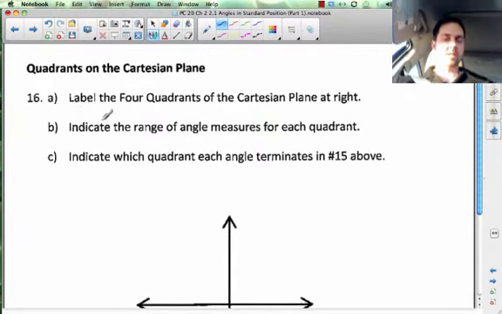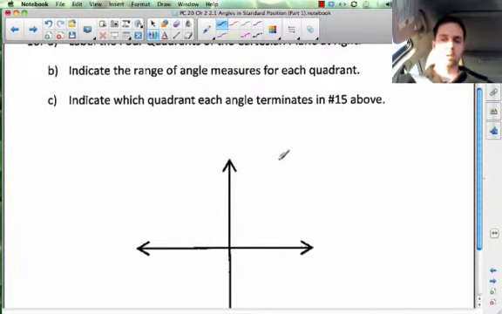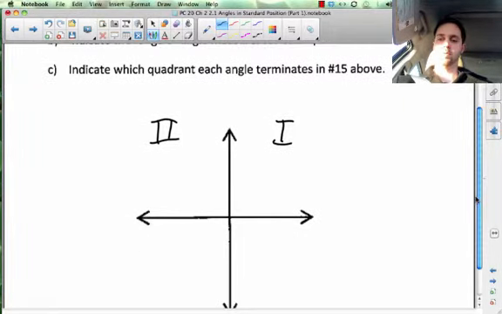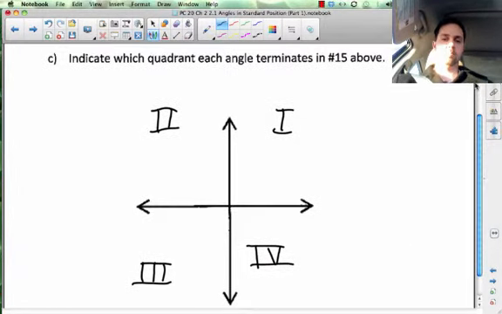Alright, number 16 here. Label the 4 quadrants of the Cartesian plane at right in your notes, or below in my case. So you can hit pause if you think you know these, go ahead and give them a try on your own. We'll go through it when you come back. So welcome back. So this is quadrant 1, and then we just work counterclockwise from the positive quadrant all the way to quadrant 4. So there are your labeled quadrants.